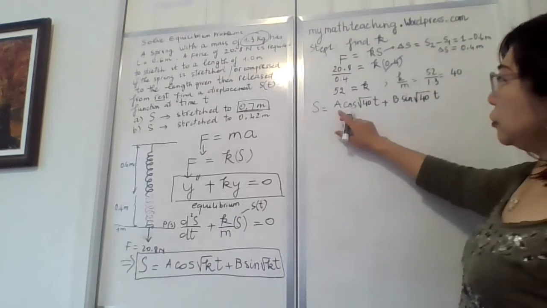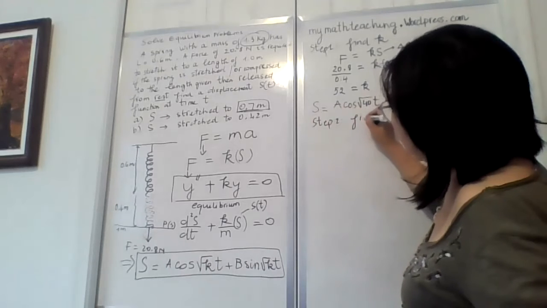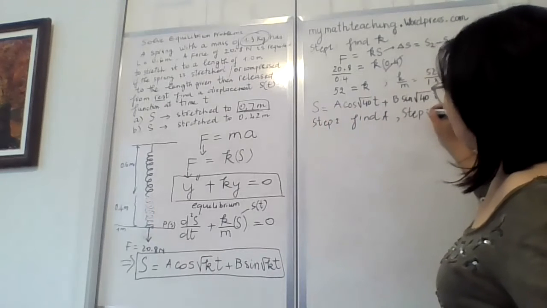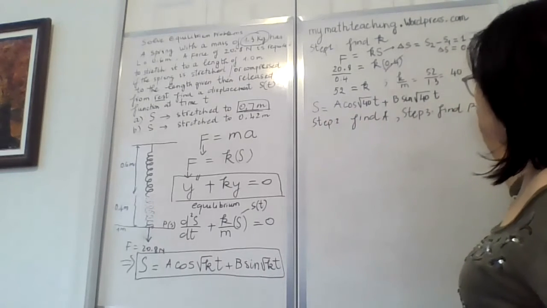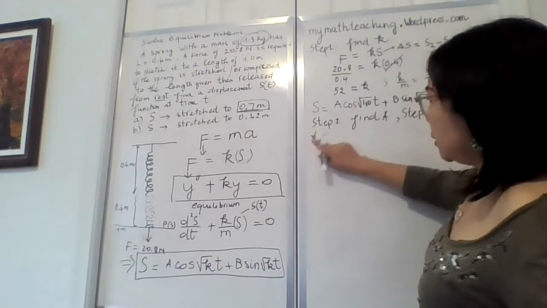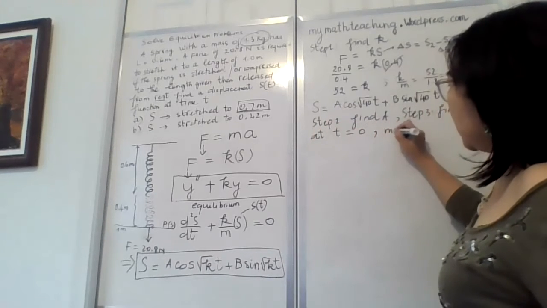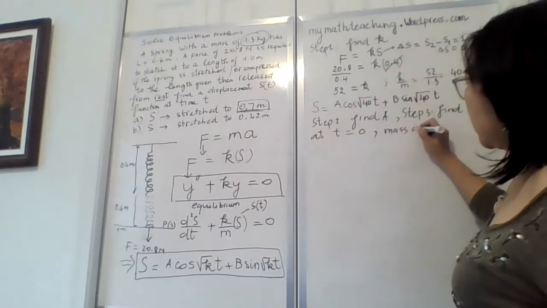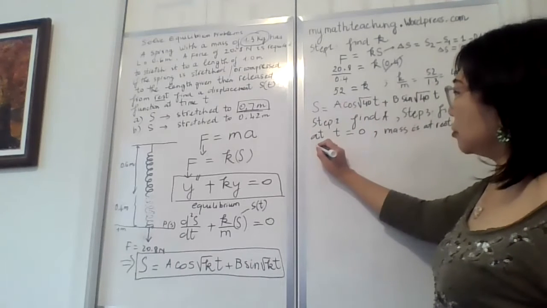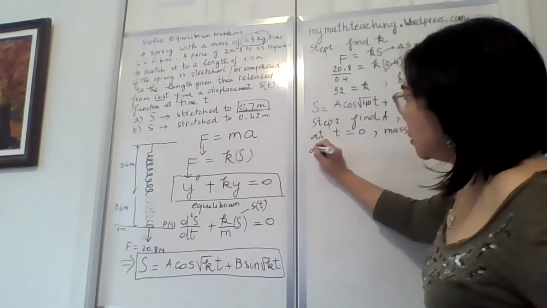So now we're going to the next step. We're going to say step 2, we're going to solve for A. And step 3 is solve for B, okay? Now to solve for A, we set the time. So at the time T equals 0, the mass is at rest. So now to solve for A, we're going to substitute T by 0. So our S will be equal, and actually we want to answer question A.